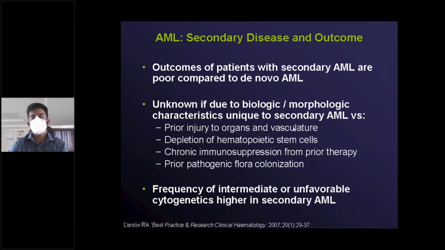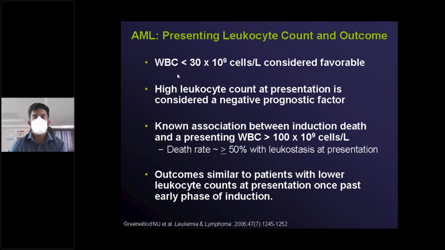So AML is a disease that you need to diagnose early, treat early, and make sure the patient goes into complete remission. And there is a high chance of relapse. So presenting leukocyte count and outcome: if the WBC is less than 30,000, it's considered favorable. High leukocyte presentation is considered a negative prognostic factor. We've discussed that. There is a known association between induction death and presenting WBC greater than 1 lakh. Death rate is greater than 50% with leukostasis at presentation. Outcomes are similar to patients with lower leukocyte counts at presentation once past the early phase of induction.